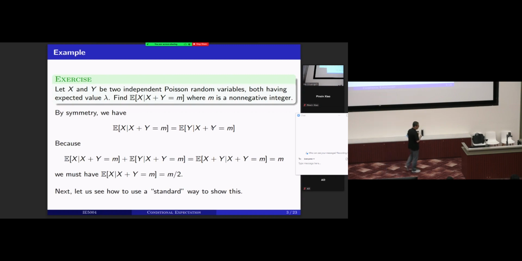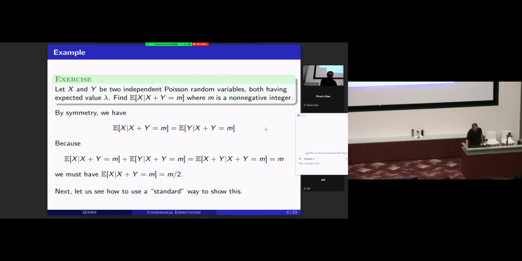We assume that X and Y have the same distribution. They're independent, right? So as a result, if we think of this conditional expected value, X given that the sum of them is equal to m, you can easily realize that it is equal to the expected value of Y given the same condition. Why is that? Because the behavior of X and Y are exactly the same, and they're independent, right? So whether we call this guy X or Y, it does not matter.